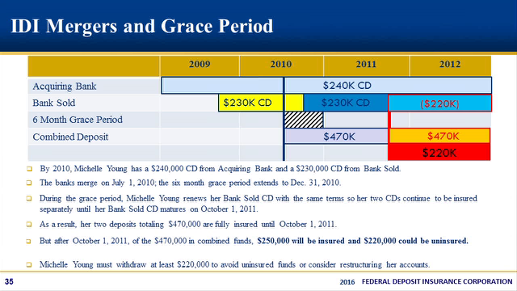Of the $470,000 in funds, $250,000 will be insured and $220,000 will be uninsured. To avoid potentially uninsured funds, Ms. Young must either withdraw at least $220,000 or look to see if it makes sense to restructure a portion of her funds in another ownership category.